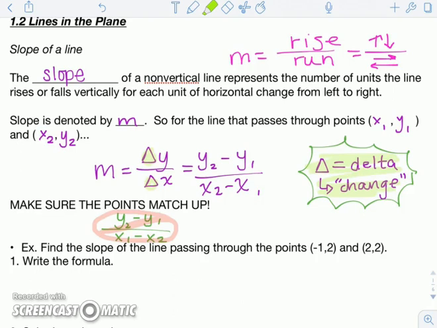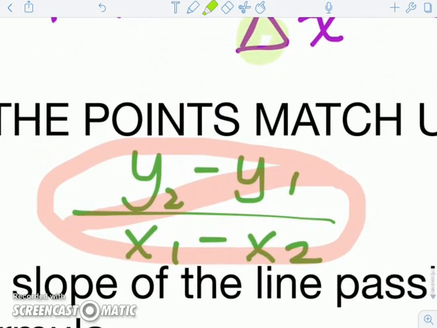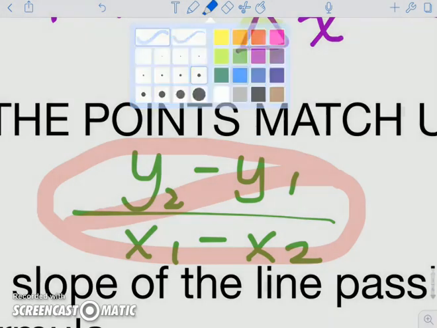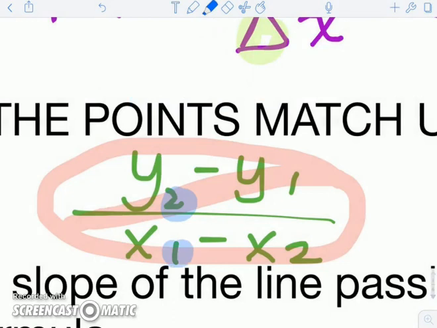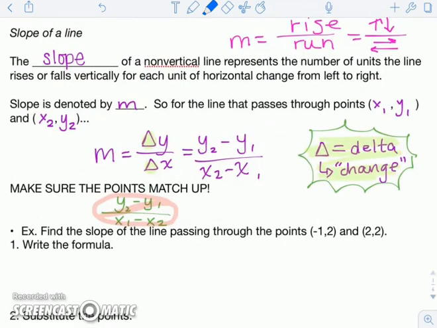It really doesn't matter which point you call point 1 and point 2 as long as you're consistent. Make sure your points match up. What I mean by that is if you have y2, then x2 needs to be the first one in the denominator. If you start with y1, then x1 needs to be the first one in the denominator. Notice here the y2 is over top of the x1. That's not matching up. That's the only thing you need to be careful of when you're working with that.